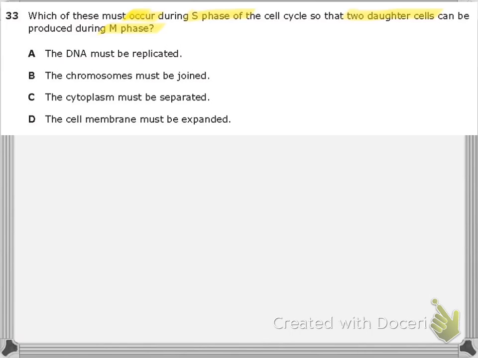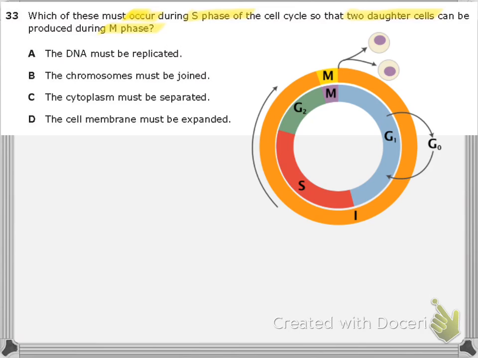Alright, let's look at a cell cycle. Alright, so here we go. This is a cell cycle. We're going to focus on the inside circle. We see the M phase there, and the M phase is mitosis, and then we see the S phase over in red. S is essentially the synthesis phase. So if we know what synthesis is, that'll help us get this whole thing.